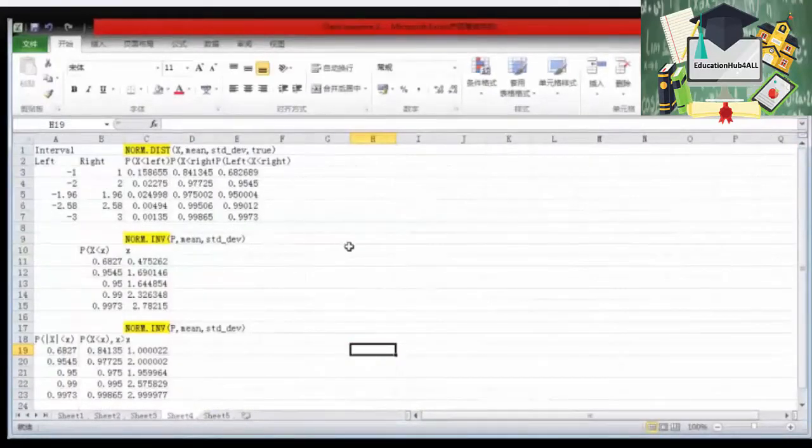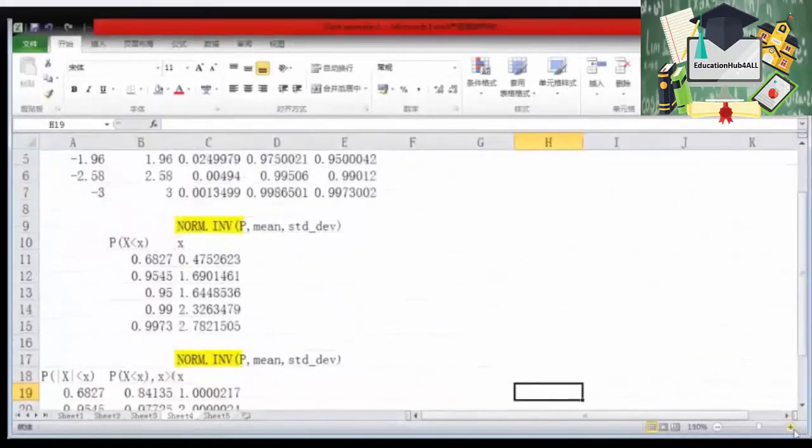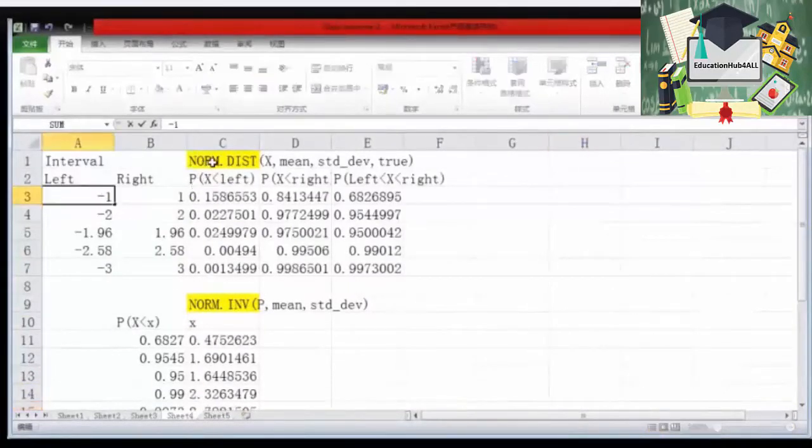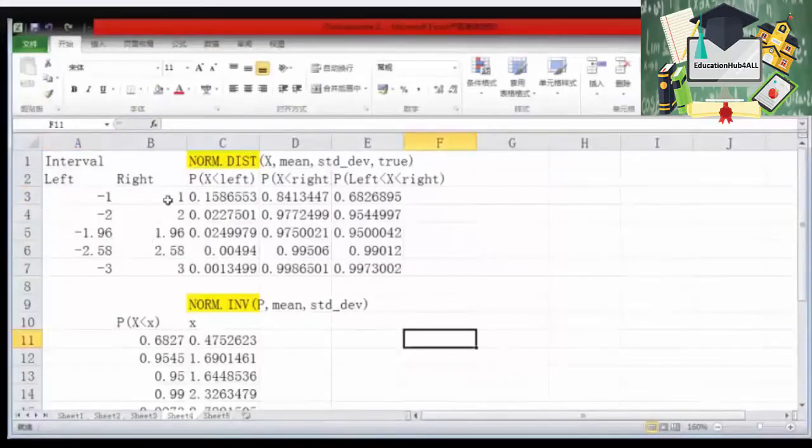Okay, probabilities. That's the major topic today. We want to find some probabilities. Let's say we have a normal distribution, a standard normal distribution as an example. Now I find the probability for the values from minus 1 to 1.